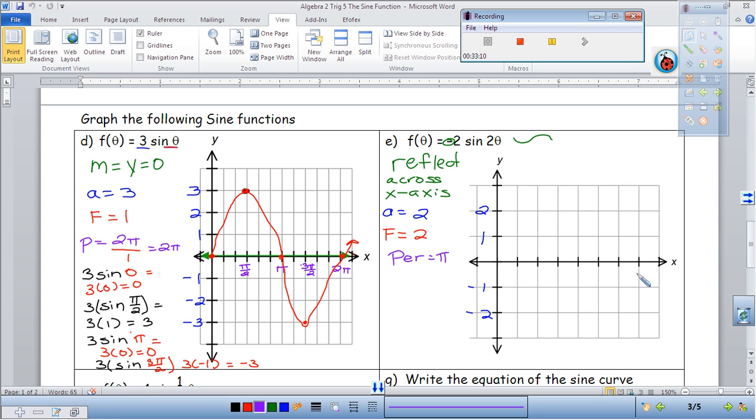Okay, so we want pi to be at the end, because it's going to stop at pi. It's going to make the full circle at pi. Any questions over that? So in between here and that is pi over 2. This will be pi over 4 then. And this is going to be 3 pi over 4. Any questions over that?